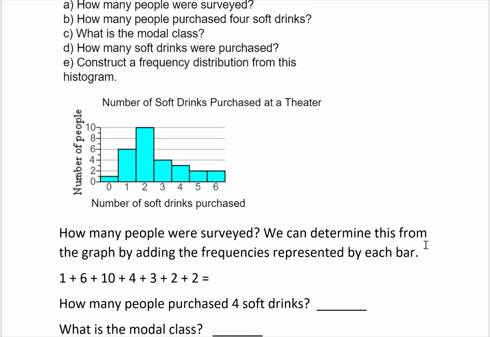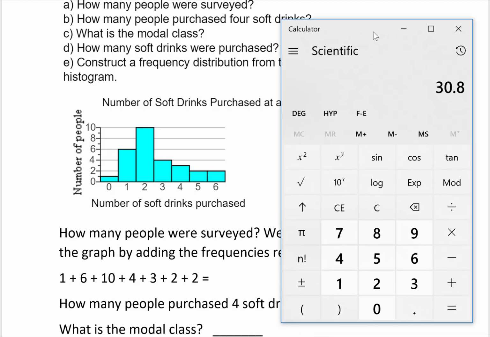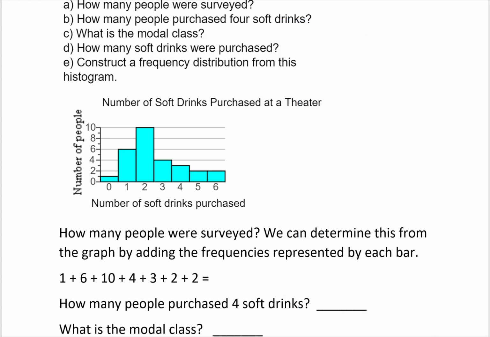So if you look here, the frequency for 0 drinks was 1. And for 1 drink, it was 6, and then 10, and so forth. And you're just going to take your calculator, and you're going to go ahead and add up those frequencies. You're actually going to need those in a minute at the end of the problem also. So I'm going to go 1 plus 6 plus 10 plus 4 plus 3 plus 2 plus 2, and I get 28. So 28 people were surveyed.